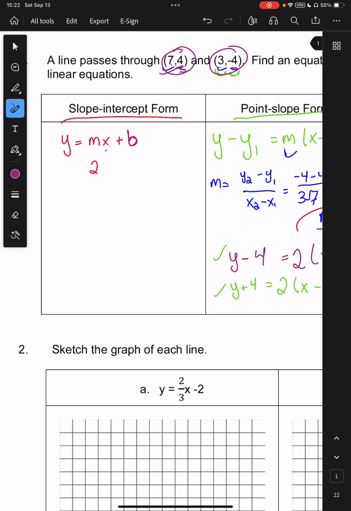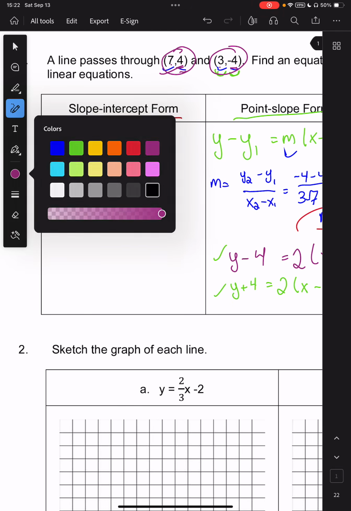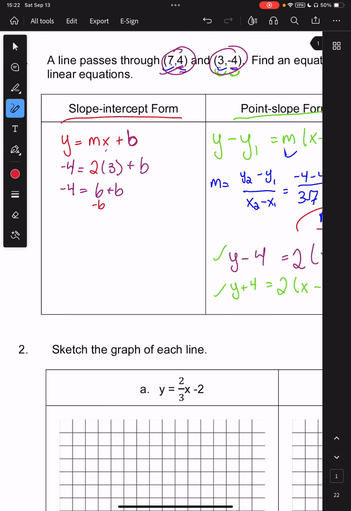So we're going to look for our b. And how we do that is we take one of our points. So let's take our second point, (3, -4). We start with our y, which is negative 4, and we set that equal to our slope, which is m, times the x coordinate, which is 3, plus b. And then we solve for b. So we do 2 times 3, which is 6. And then to get b alone, we subtract 6 from both sides. We get our b is equal to negative 10.